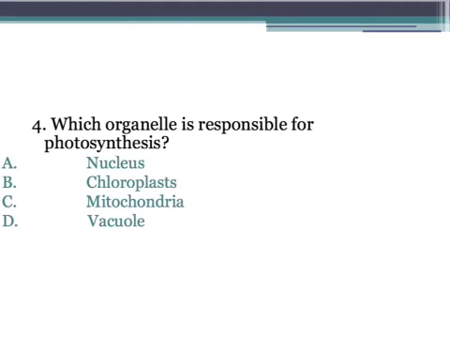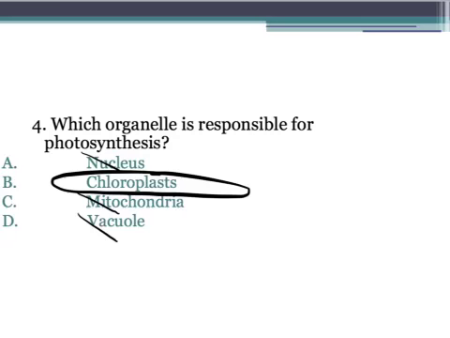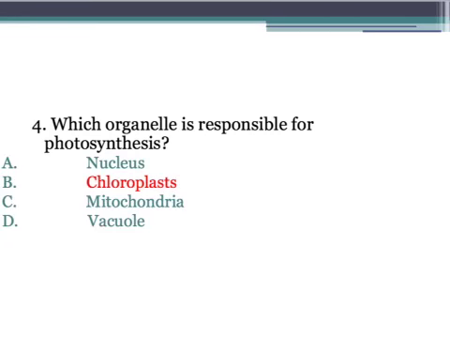Which organelle is responsible for photosynthesis? Well, it can't be the nucleus. Mitochondria is energy. Vacuole is storage. That leaves chloroplast. Remember, the nucleus is your brain, so use your nucleus. Okay, chloroplast. And remember, guys, chloroplasts are found in plant cells, but the common misconception is that all plants have chloroplast, when not all plants do. Most do, but not all. Know that.